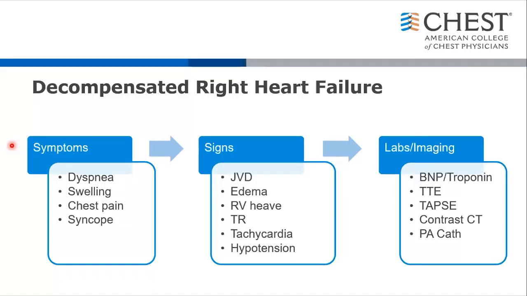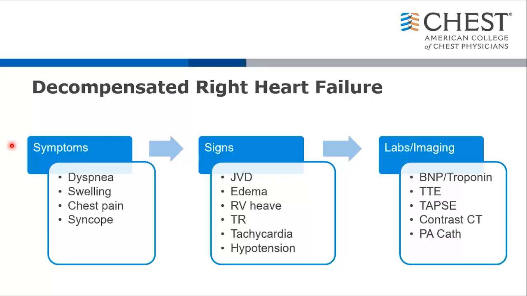And then with the labs and images, most ICU doctors will have already gotten a BNP and a troponin, which are markers of damage to the RV as well. So it's important to keep an eye on that. And that will help us, when we talk later about acute PE, to risk stratify the patient.